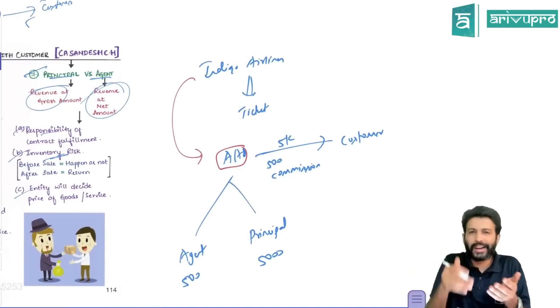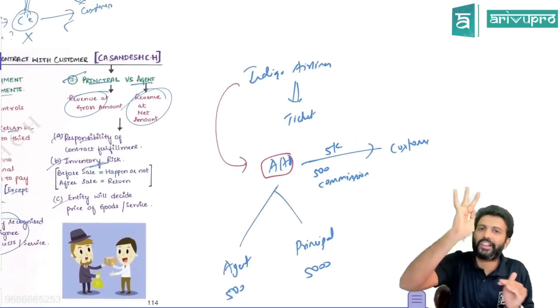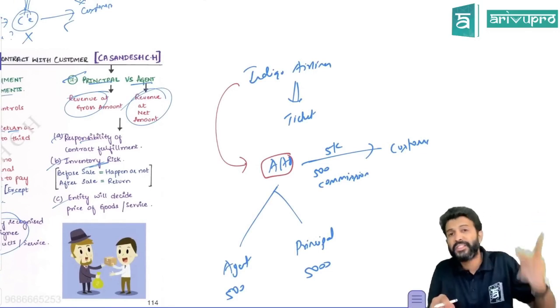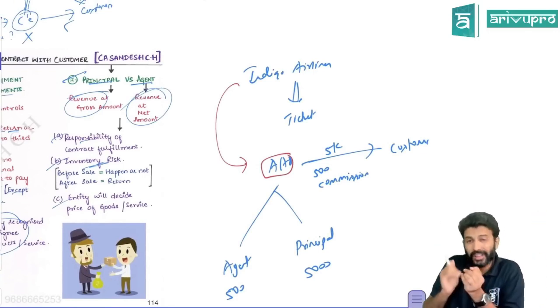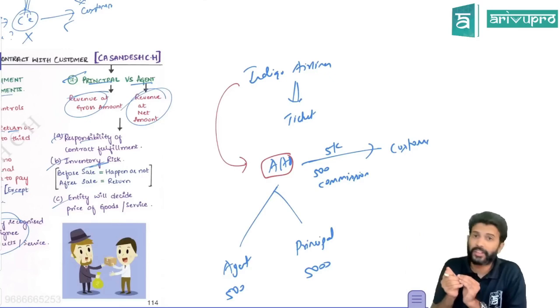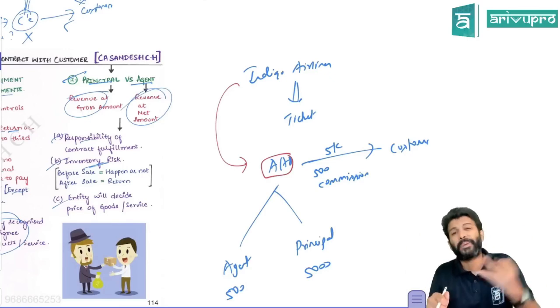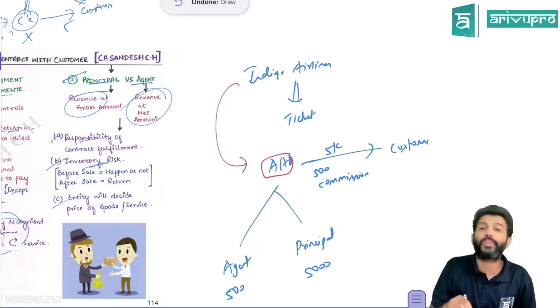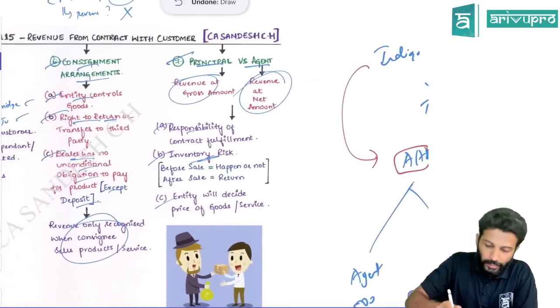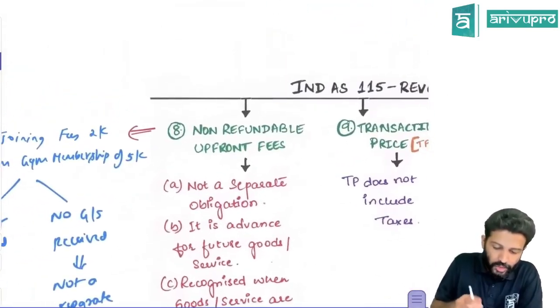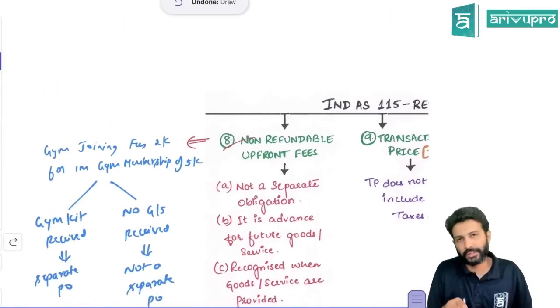So basically the factors are: principal is that guy who's primarily responsible for fulfilling the contract. Principal is that guy who bears the inventory risk, like whether the sales will happen or not, and after sale, whether it will get returned or not. And principal is that guy who primarily decides the price of the goods or services. So that is one. The next one is non-refundable upfront fees.